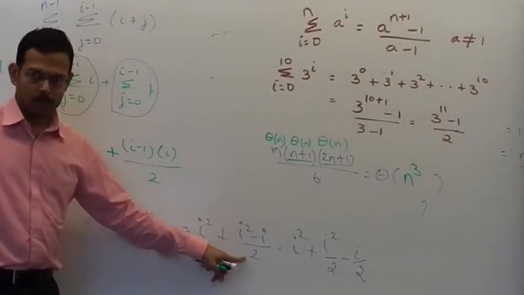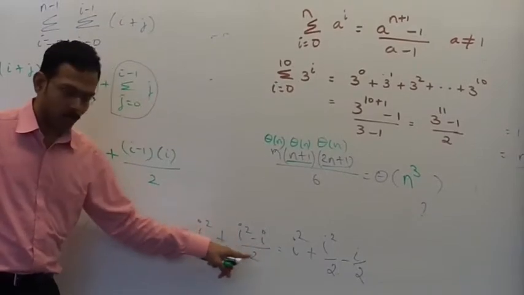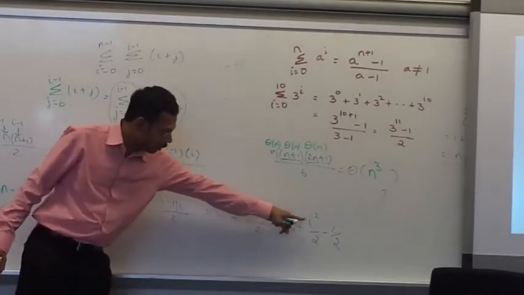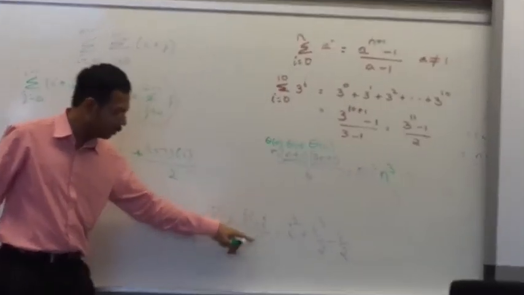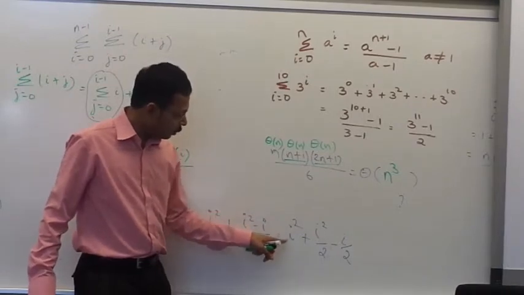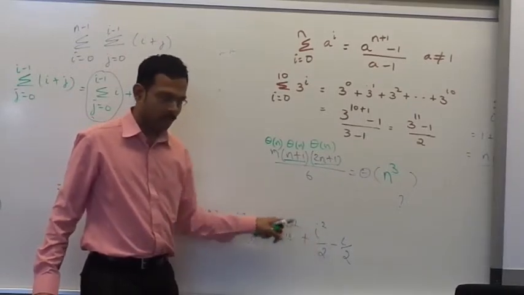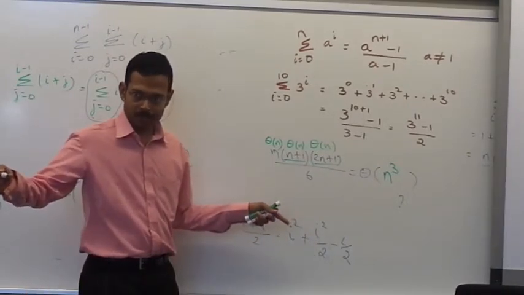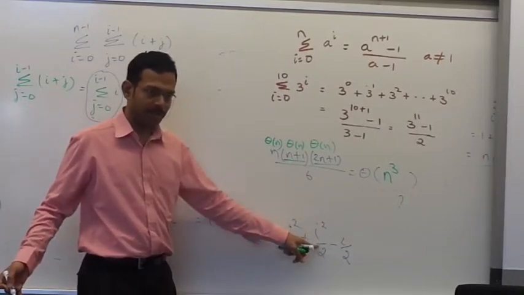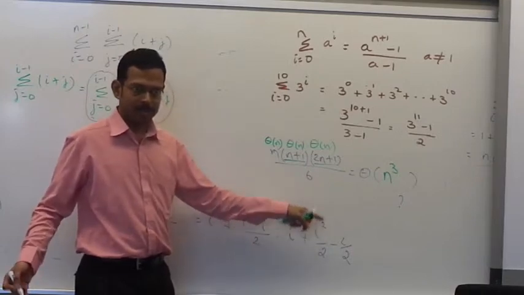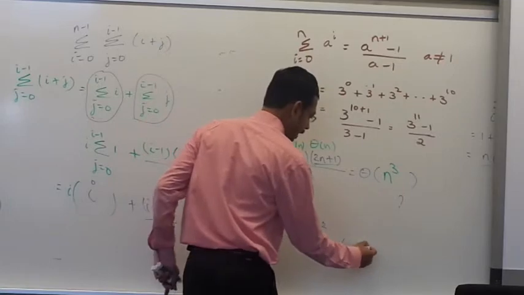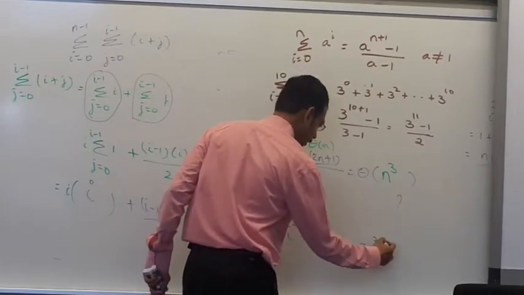I square minus I over 2, the whole thing divided by 2, right? So that is I square over 2 minus the I over 2. So now we have an I square plus I square over 2. What is that? 1 plus half kind of stuff. This is a 1, this is a half, right? So 1 plus half is 3 halves, 3 halves I square.